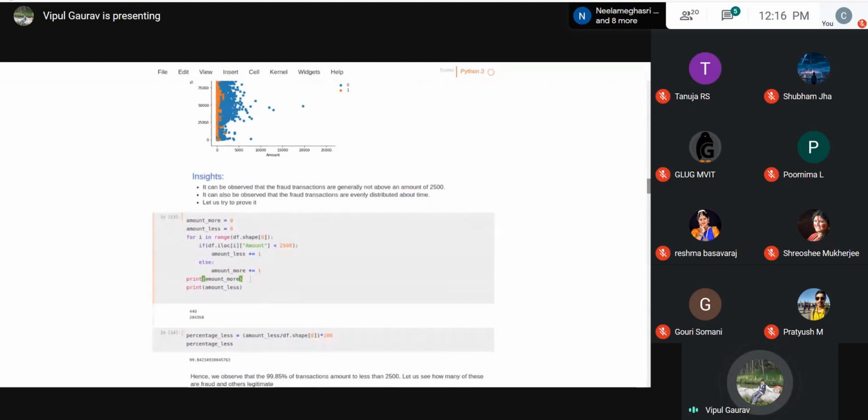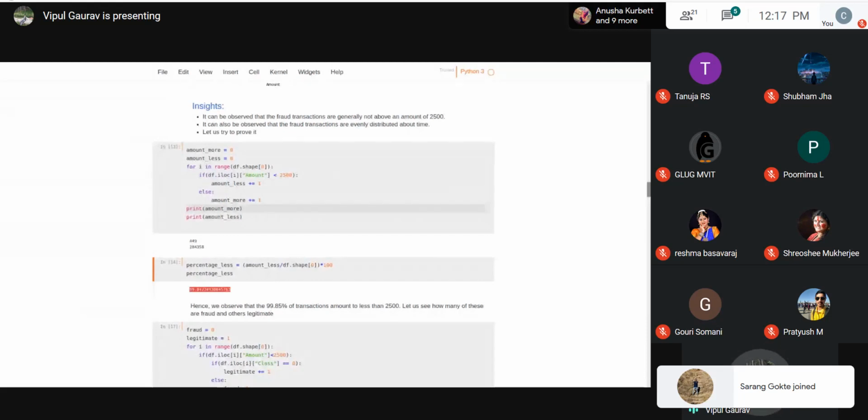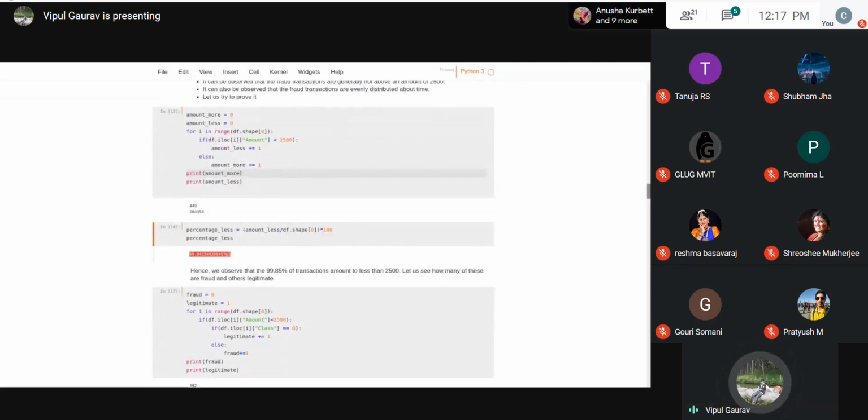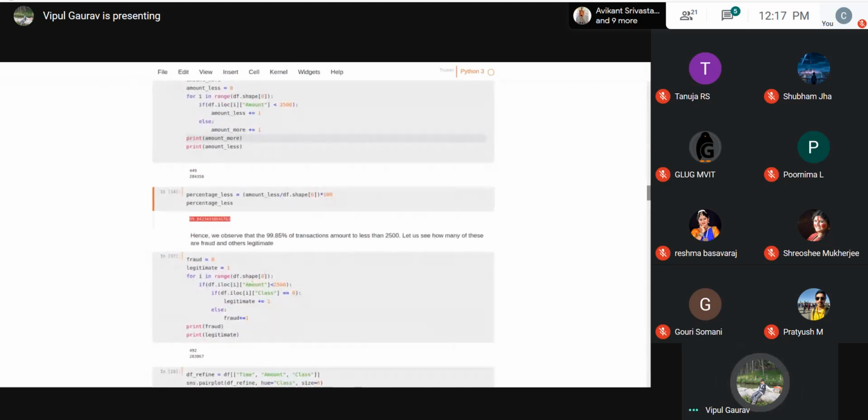So you can see that 449 is the value returned for amount more, but 2,84,000 is the value returned for amount less. So almost all the fraud transactions, nearly 99.84%, which is actually around 99.85, are less than 2,500 rupees. So there might be one or two above it, but mostly are below 2,500. To adjust things, we can go to 3,000 also as the threshold. That's up to you. In the example I have taken 2,500. Now I count the number of fraud and legitimate in a similar fashion, just like above.